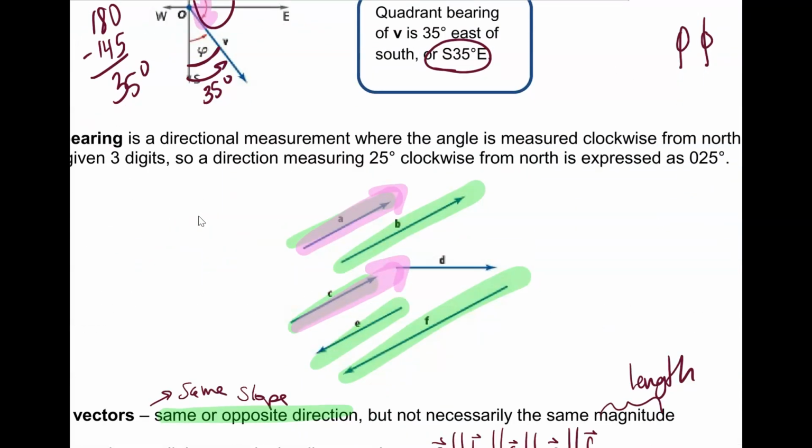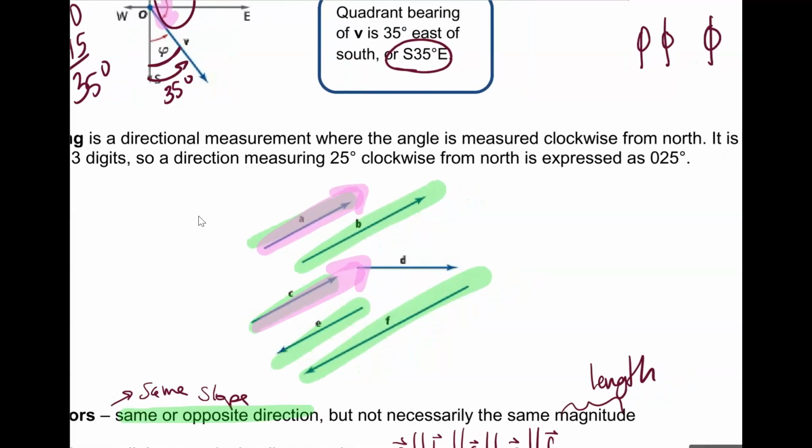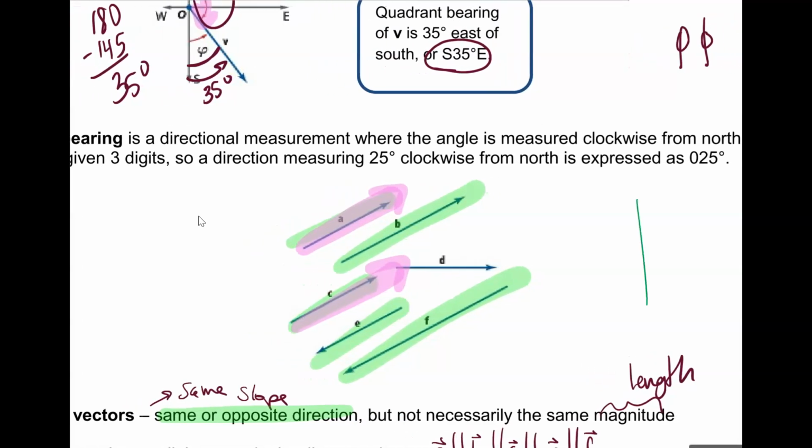A true bearing is a directional measurement where the angle is measured clockwise from north. So remember north, south, and we're going clockwise, which goes this way. That's a true bearing. It's weird, but you have to start at north. It's always given as 3 digits, so a direction 25 degrees clockwise from north is 025.